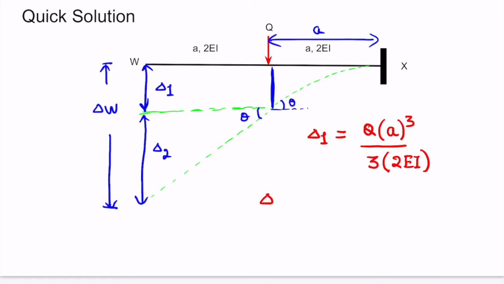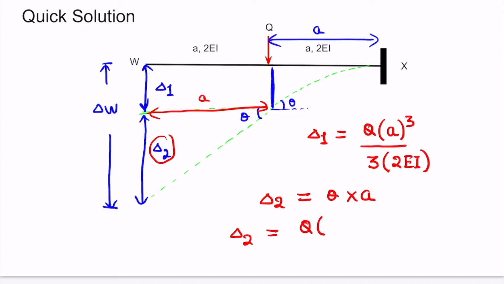What will be the value of delta 2? The value of delta 2 will be simply theta multiplied by L, which is A in this case. So the value of delta 2 will be theta multiplied by A. We know that the value of theta, from the standard formula, will be P, here it is Q, length up till here is A, square by 2 times the flexural rigidity of the beam. The flexural rigidity of this beam is 2EI, multiplied by A.